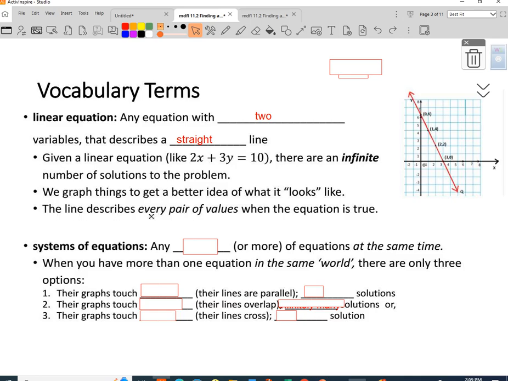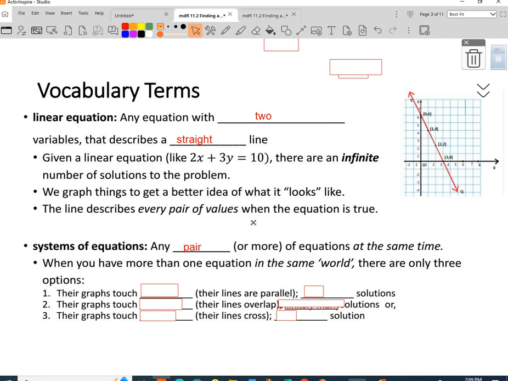The line describes every pair of values when the equation is true. So any point on this line, if you plug in the x coordinate into this equation and solve for y, you would get the y coordinate. A system of equations is any pair or more. You could have 3 or 4 equations. We're only going to work with a pair of equations at the same time. So basically, if you can't recall from algebra or geometry, a system of equations is any two lines graphed on the same coordinate plane. For our purposes, 2 lines.